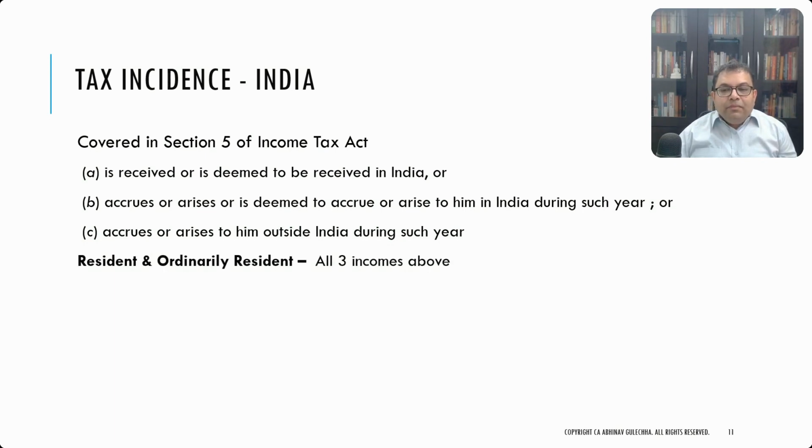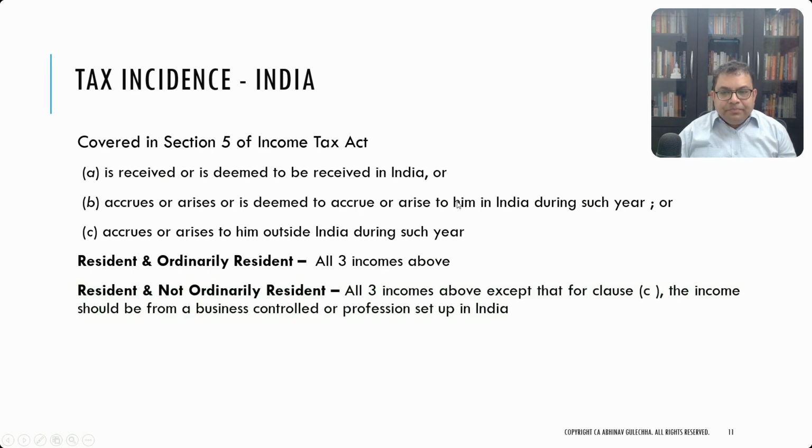Now, for a person who is a resident and ordinarily resident, all three incomes are taxable. That means income which is received in India, accrued in India, and accrued outside India, even outside India income will be taxable. So basically, ROR is the widest taxability status. That means the person is taxed on all his global incomes, right? Second, resident and not ordinarily resident. For these people also, all three incomes are taxable.